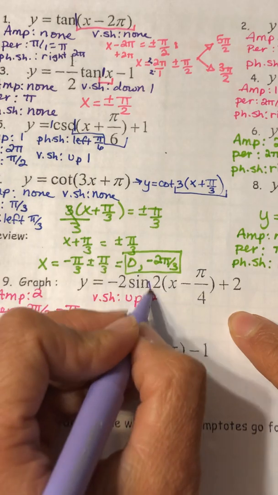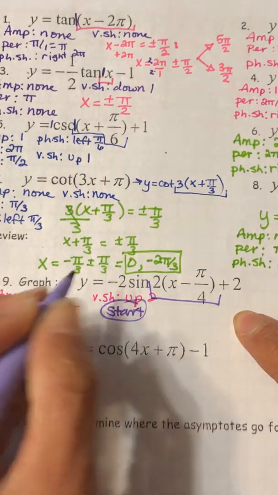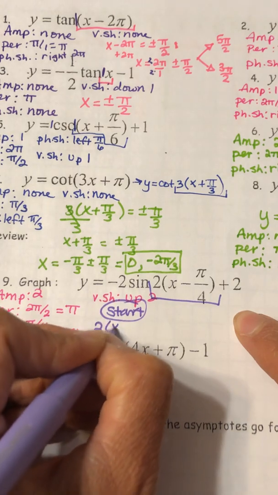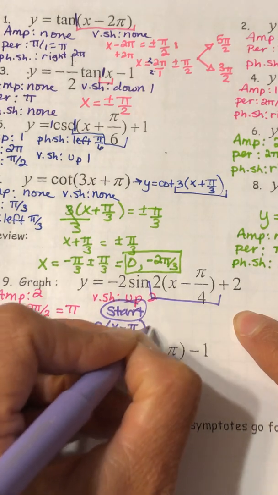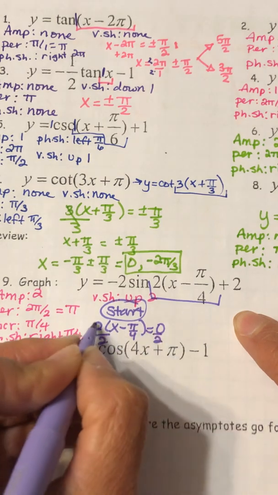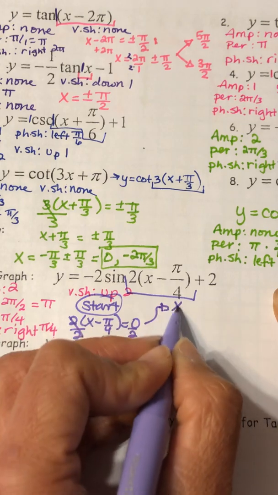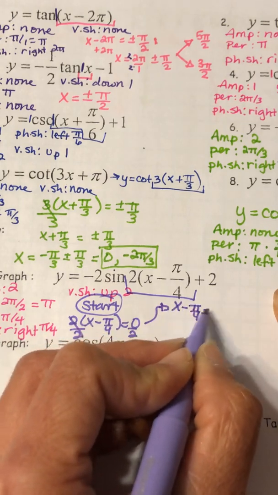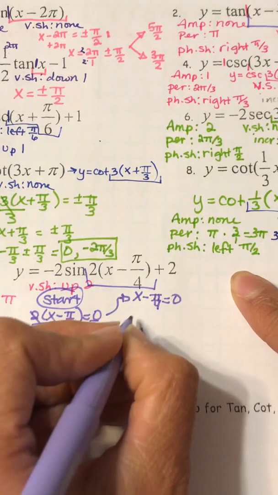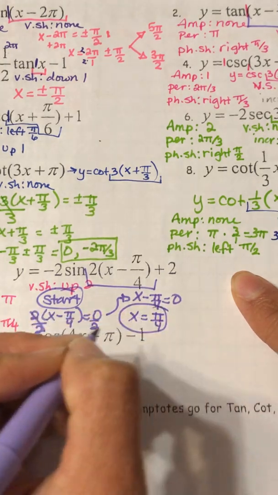So you take the b times x minus c, and you set it equal to 0. So 2 times x minus pi over 4 equals 0. Divide both sides by 2. Remember, don't distribute. And then we get x minus pi over 4 equals 0. Add pi over 4 to both sides, and x equals pi over 4. So we're starting at pi over 4.